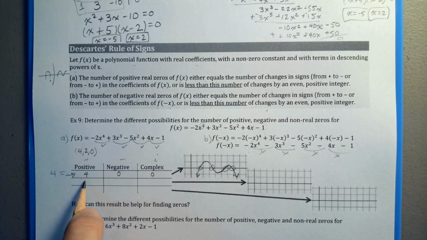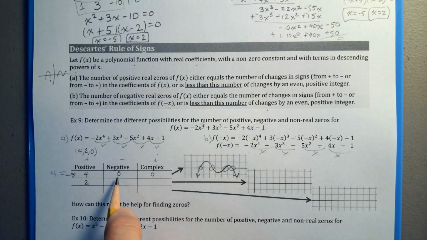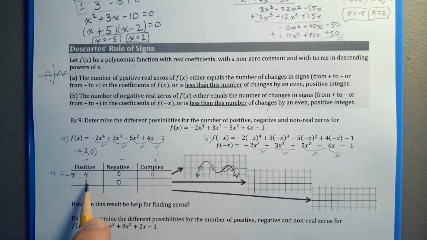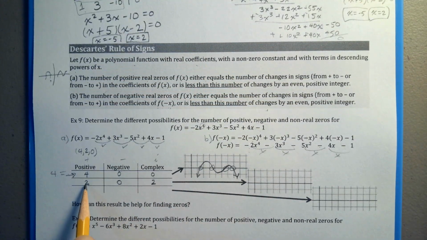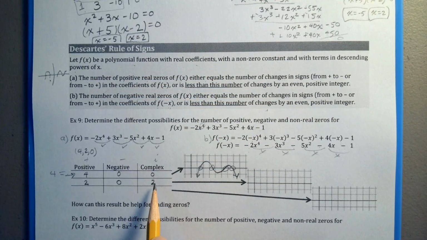All right, what else is possible? Well, we said it's that number or that number decreased by an even positive integer. So it could be a 2. Now, we can't increase. So once it's 0, you can only go below that number. You can't go up. So you can't increase your negative zeros. That's still 0. Now, if we're decreasing this, the complex ones are going to increase. And it's decreasing by an even number because complex numbers have to occur in pairs. So there should never be any odd numbers in this column.